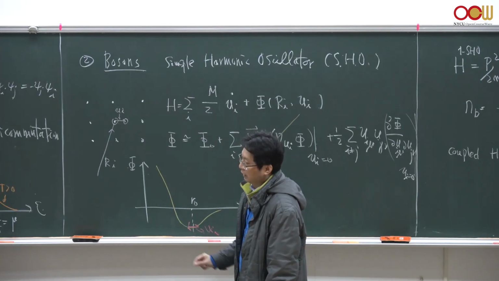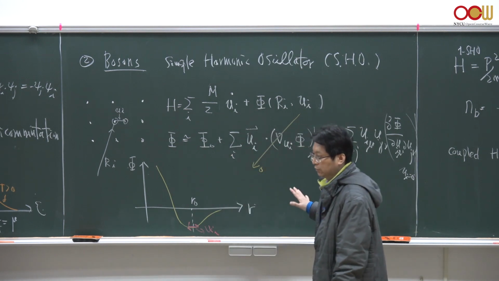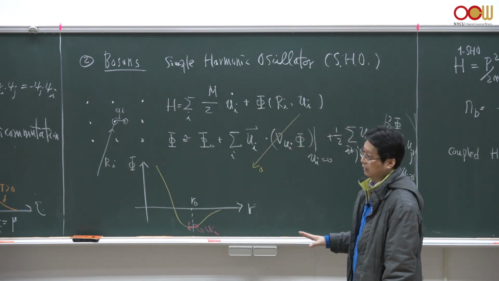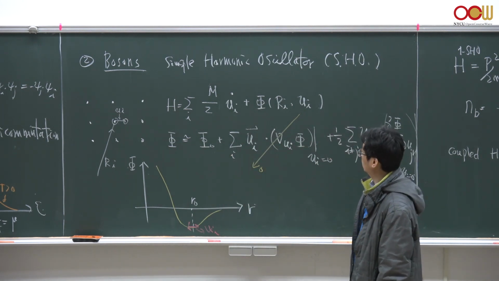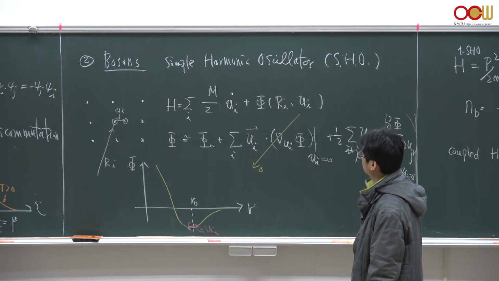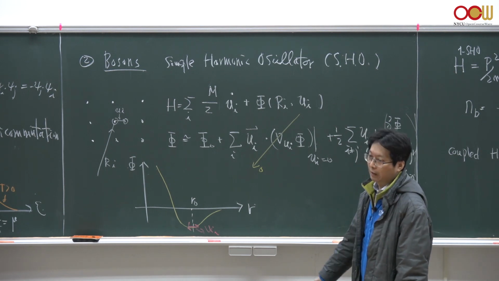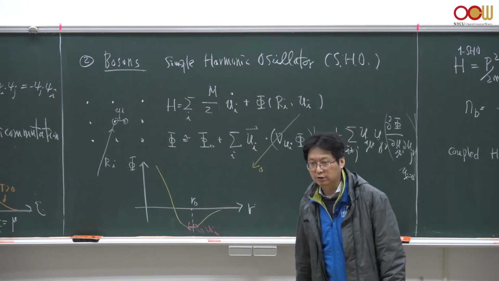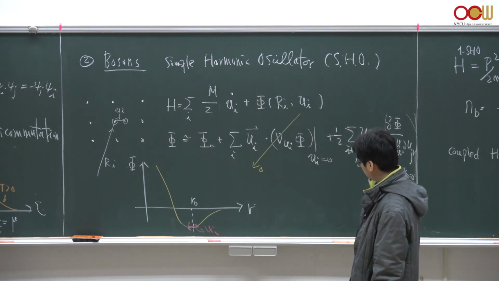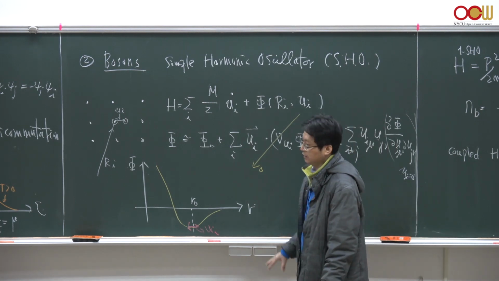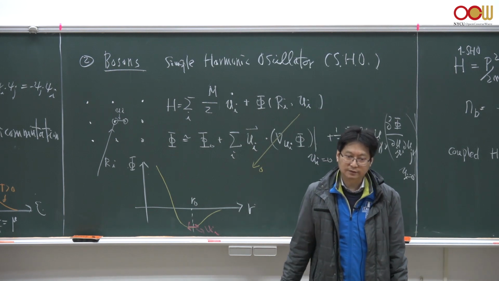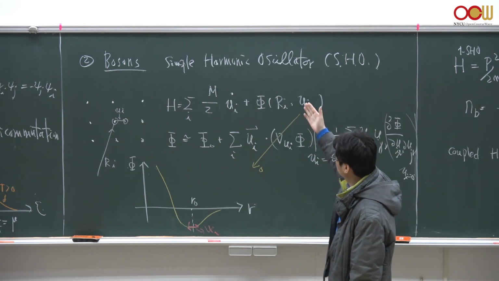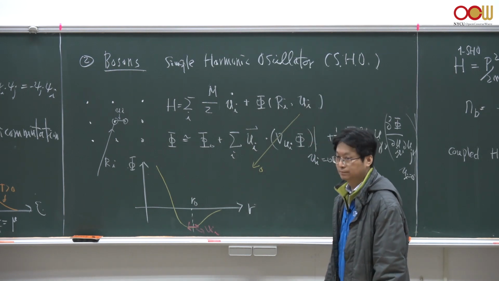And so the second type of particles are called bosons. And we will discuss that later in this course. But let me just introduce to you an example which you already learned in quantum mechanics that could be classified as bosons. And that example is a simple harmonic oscillator.